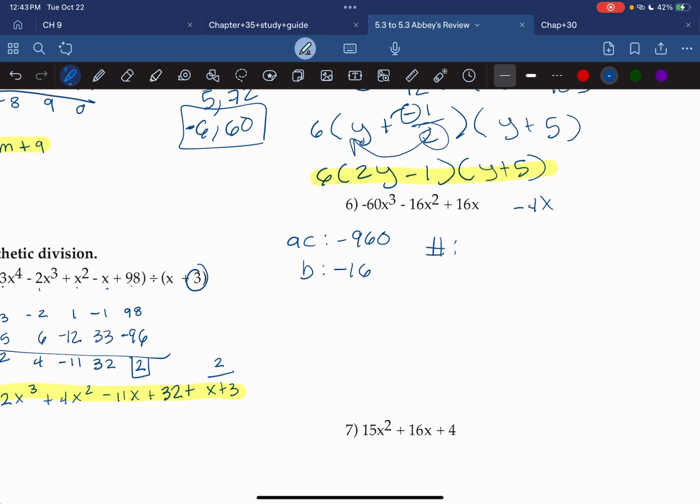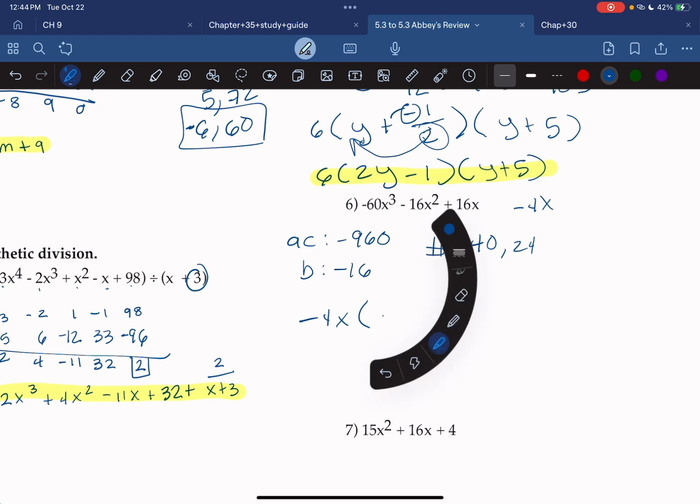Now one of them has to be negative. Let's make 24 the negative number. So negative 24, comma 40. Because negative 24 plus 40. Nope. Let's do it the other way around, actually. Negative 40 and 24. Because negative 40 plus 24 is going to give us negative 16. And negative 40 times 24 is going to give us negative 960. Let's set it up. Greatest common factor out front again. Negative 4x.